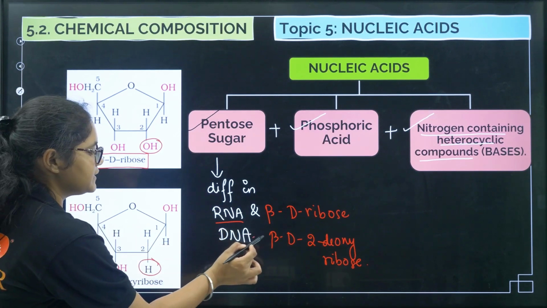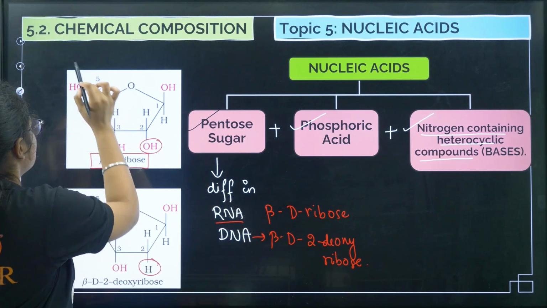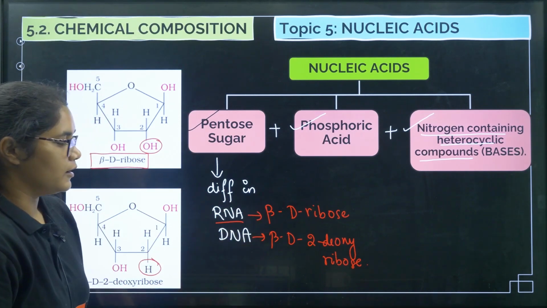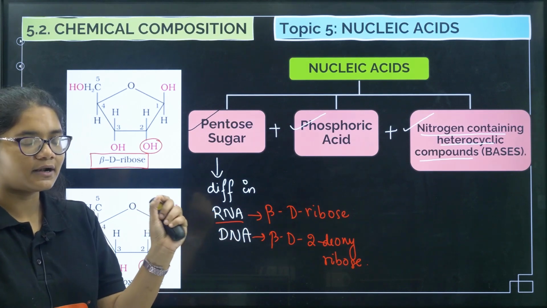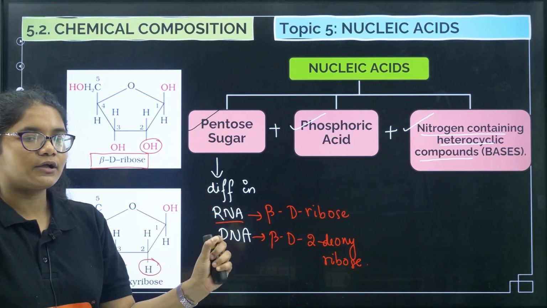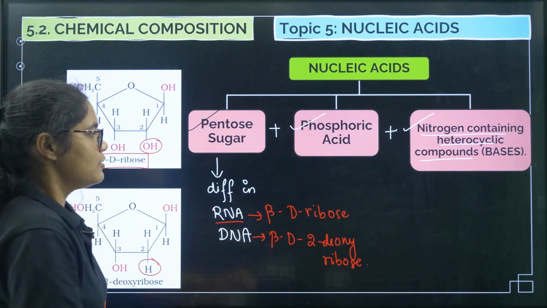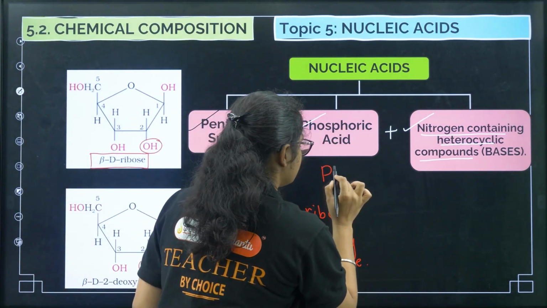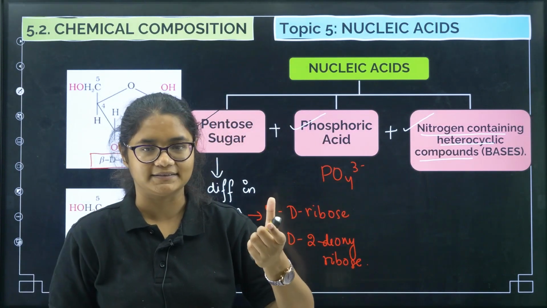So this one is present in DNA and this one is present in RNA. This point you should remember, it can be asked as a difference between DNA and RNA. So in RNA the sugar present is beta D ribose, in DNA the sugar present is beta D 2-deoxyribose. Okay. Phosphoric acid, PO4 3-, is present in both of them. Now coming to the bases, what are these bases?